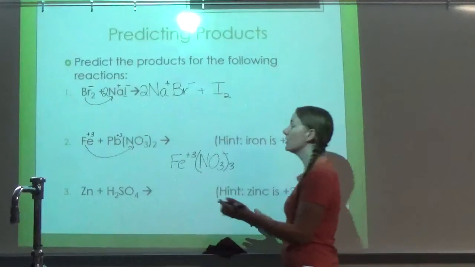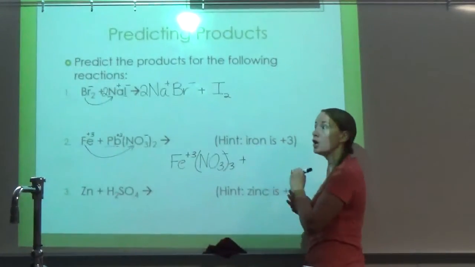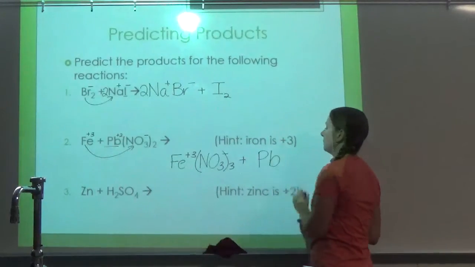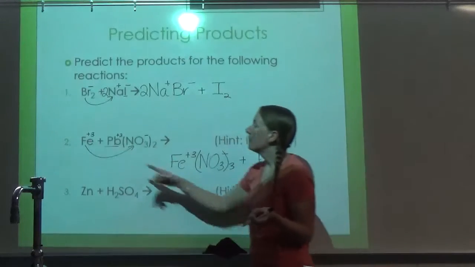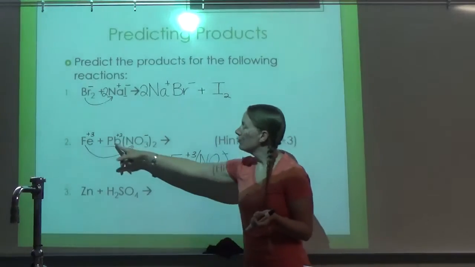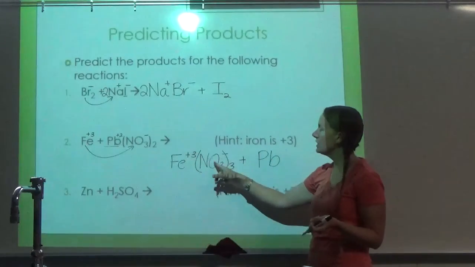So now who's left alone? Lead. Is lead a diatomic? No. So I just write Pb. All right, and then the last step is to balance it. So I have 1 Fe, 1 Fe, 1 Pb, 1 Pb. I have 2 NO3s and 3 NO3s.